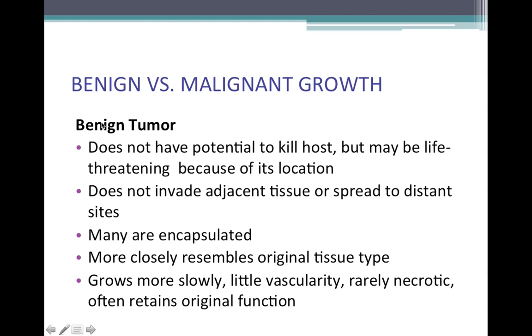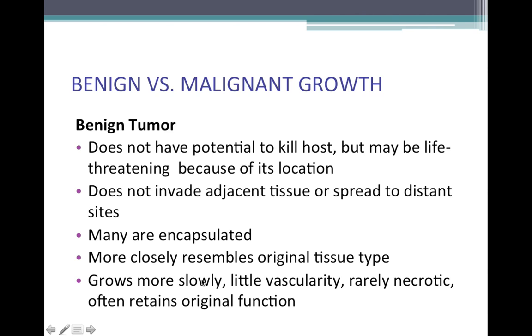Now, remember, benign tumors don't invade adjacent tissues. They can be encapsulated, so sometimes these benign tumors have their own little fibrous capsule, which they grow within, and it keeps those cells within a particular localized area. These benign tumors also have a smaller degree of anaplasia, so they more closely resemble their original tissue type. They typically grow more slowly. They don't have a lot of blood vessels. They're rarely necrotic, and they can sometimes retain their original function.